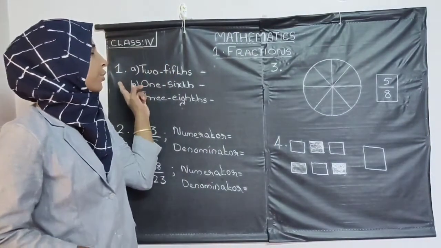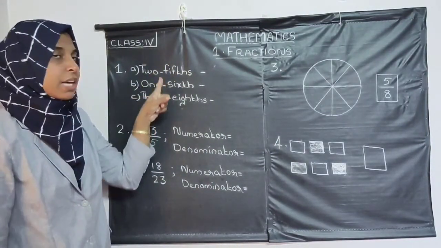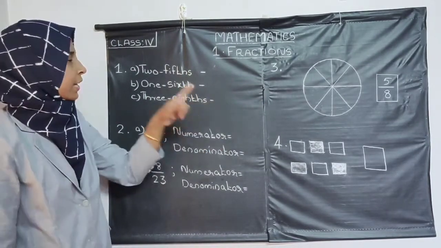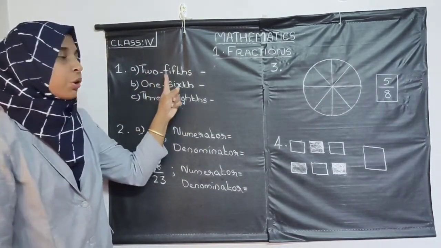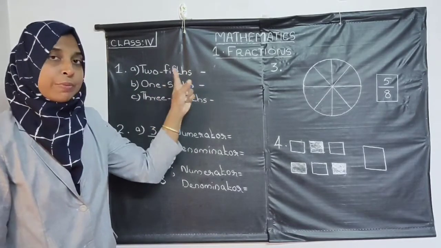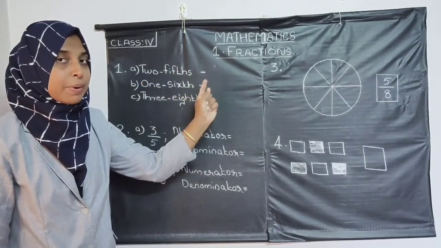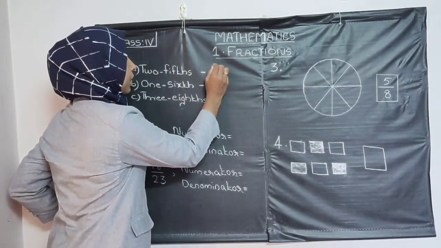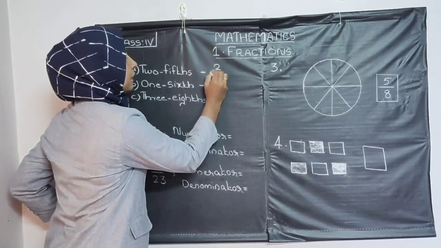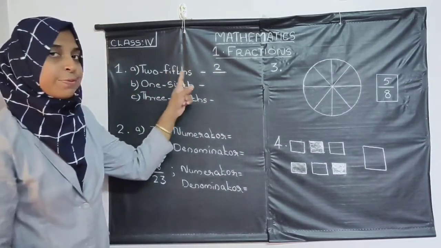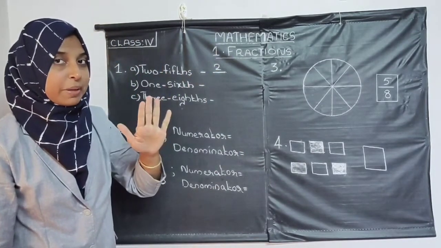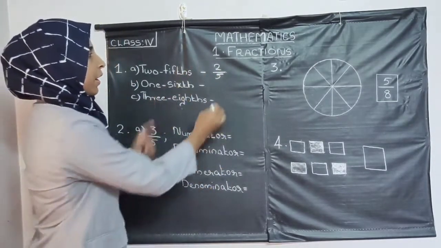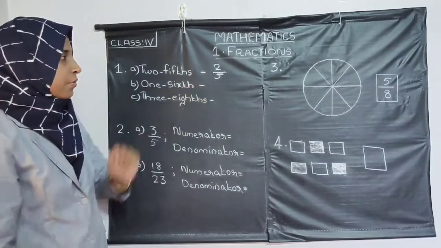So all of you look here. First one, here some fractional numbers are given. We want to write them in numbers. So the first one is 2/5. How can we write it in numbers? 2 will be the numerator. So first we write 2, then fifths, so 5 will be the denominator. 2 by 5.